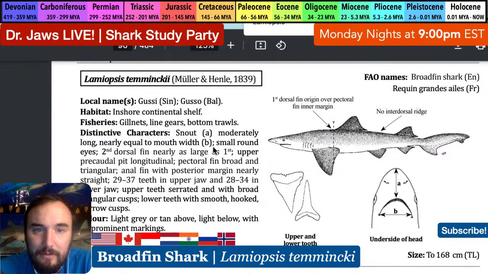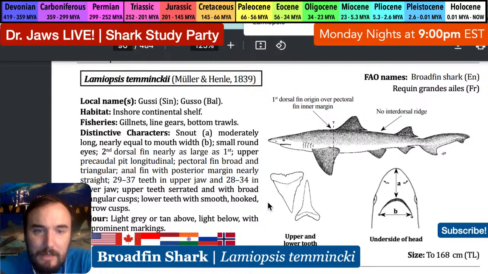Distinctive characters. The snout is moderately long, nearly equal to mouth width. Small round eyes. Second dorsal fin nearly as large as first. Upper precaudal pit longitudinal. Pectoral fin broad and triangular. Anal fin with posterior margin nearly straight, which I actually never noticed. That's really cool. 29 to 37 teeth in upper jaw and 28 to 34 in lower jaw.